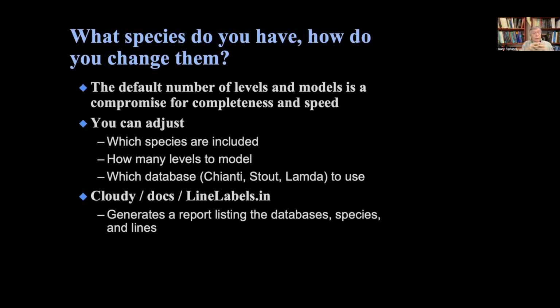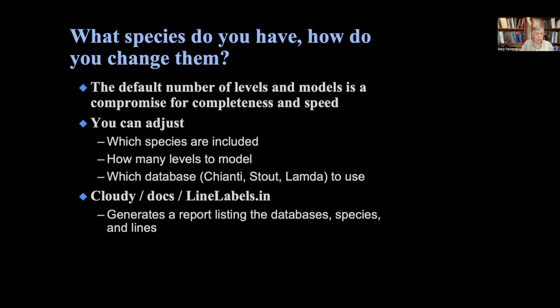So the default number of levels and models that we include when you run Cloudy, like the H2 molecule, how many levels of CO, or how you treat carbon 4, is a compromise for completeness and speed. You can adjust what levels we include, what species we include. We have a number of different databases, so there's options where you can control all of that, and we're going to go into them right now.